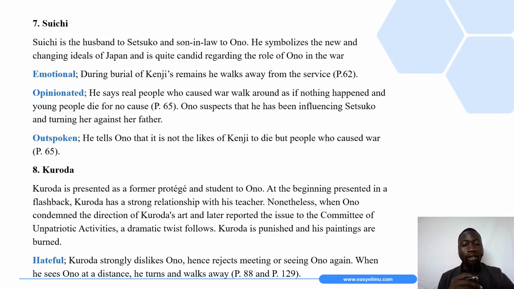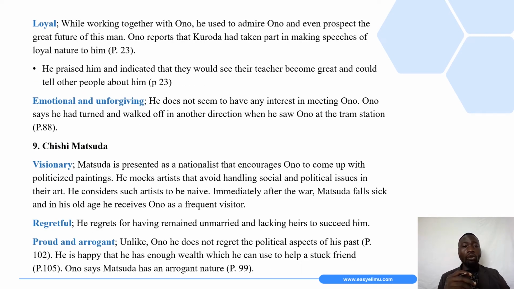throughout the novel. So Kuroda is hateful. He strongly dislikes Ono, hence rejects meeting or seeing Ono again. So when he sees Ono at a distance, he turns and walks away. He's also loyal. You're told that while working together with Ono, he used to admire Ono and even prospect the great future of this man. So Ono reports that Kuroda had taken part in making speeches of loyal nature to him.